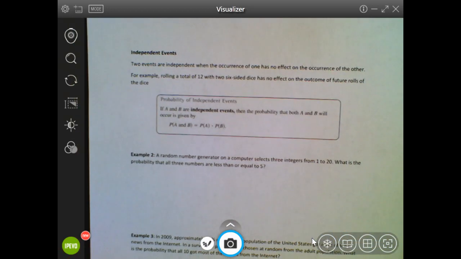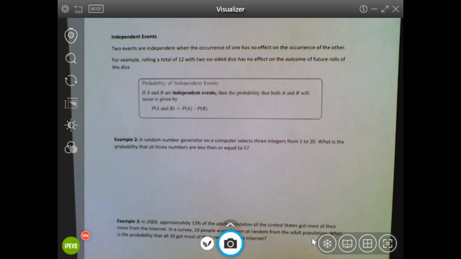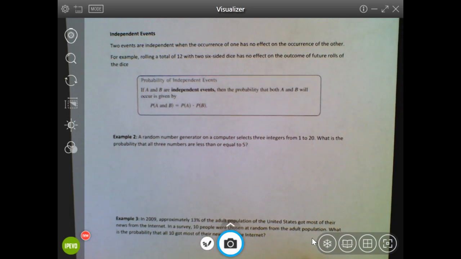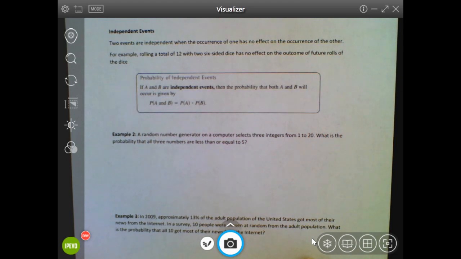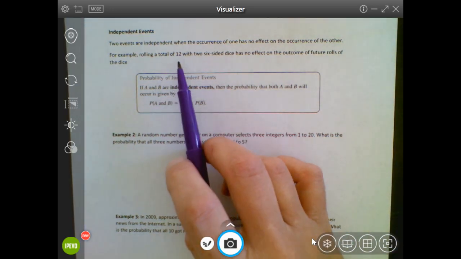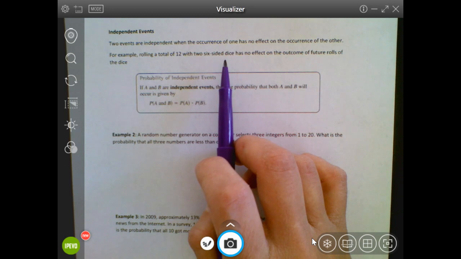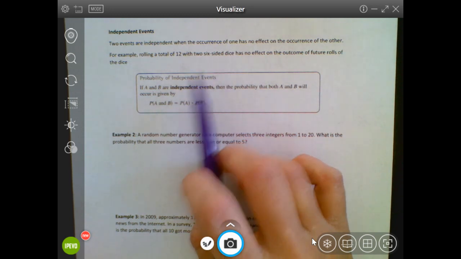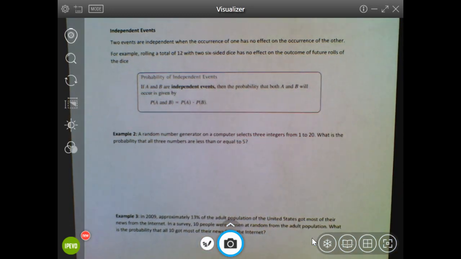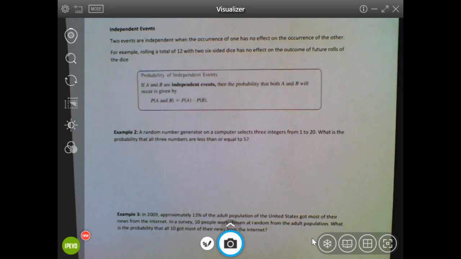All right, so let's move on to independent events. Independent events are a little bit different. Two events are independent when the occurrence of one has no effect on the occurrence of the other. For example, if I were to roll a pair of dice, I could roll a total of 12 with 2 six-sided dice, and whatever I roll in that first roll has literally no effect on what I roll in my next roll. So that's what an independent event is.